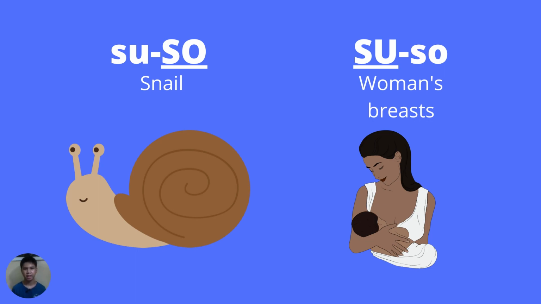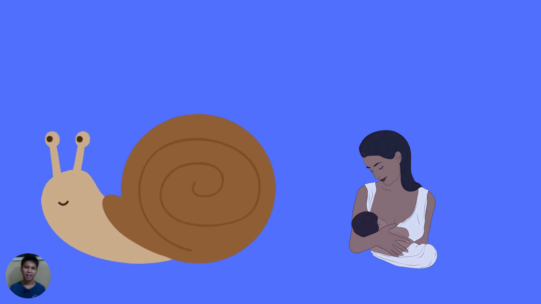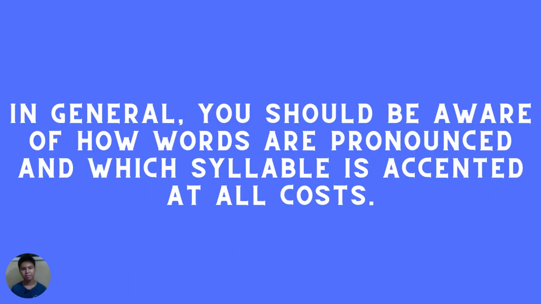Yeah, like that word is used in a not so great context, so you should be careful when saying the word for snail. Make sure you say it as suso, not suso. Okay, that's something else. Do not mistake that. Be careful out there. So yeah, in general, you should be aware of how words are pronounced and which syllable is accented at all costs.